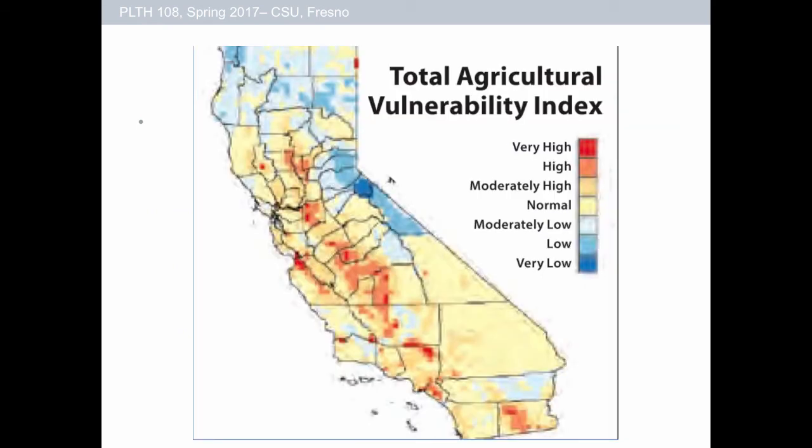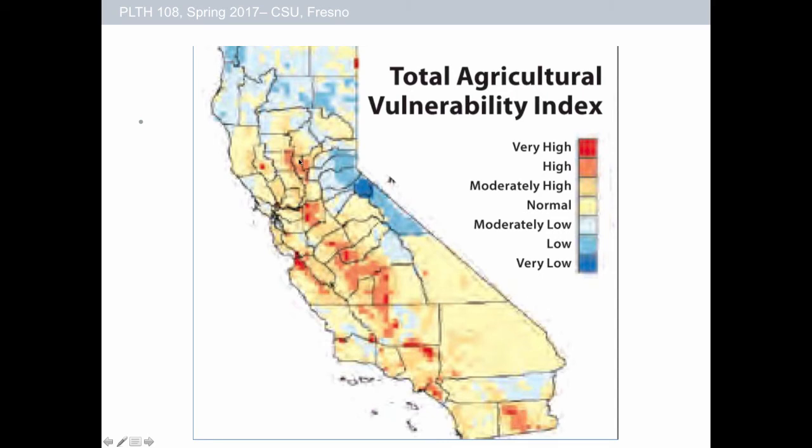And so with a lot of modeling of this climate, there's been a general approach just to try and determine what areas are going to be most vulnerable to these changes. There was a study recently looking at total agricultural vulnerability with, here's a nice map of California, with areas that have high vulnerability as red and those with low being blue.